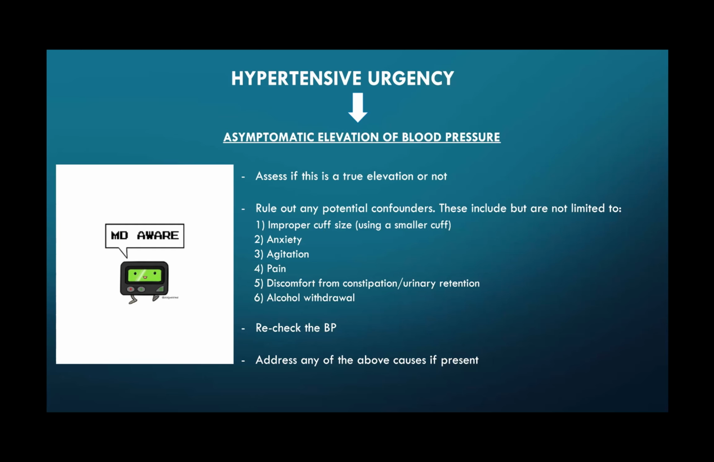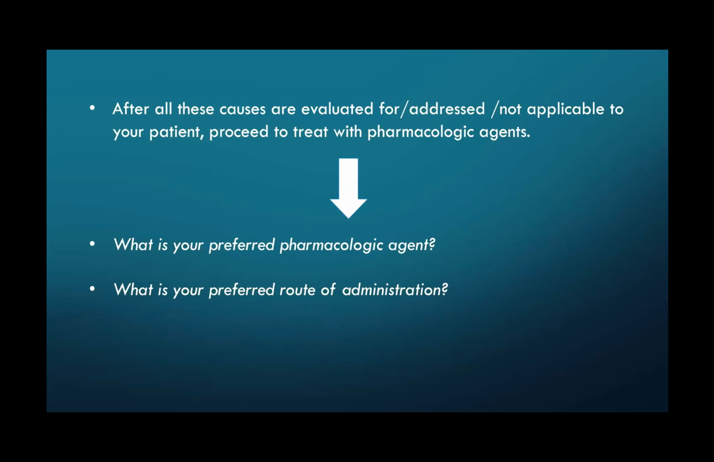But again, try to make sure that these things are taken care of, always making sure that you let the nurse know, if the patient is asymptomatic, he looks comfortable, check the blood pressure, maybe do it in a different limb. But we need to make sure that this is a sustained elevation of blood pressure before we resort to treating it. Now, if none of these causes are present, you evaluated the patient, this patient is sitting very calmly, he's not retaining urine, he's not constipated, he's not in any pain. What is your preferred pharmacologic agent and what is your preferred route of administration?